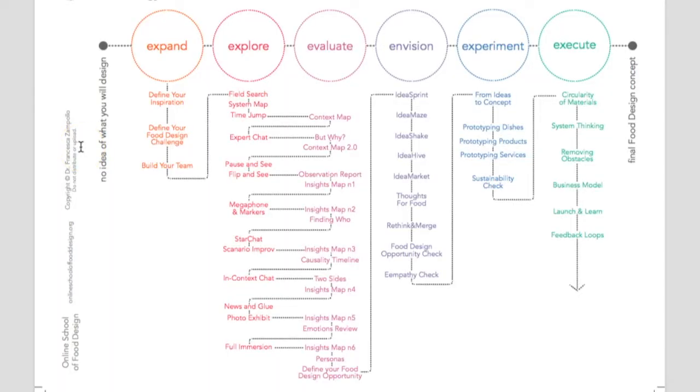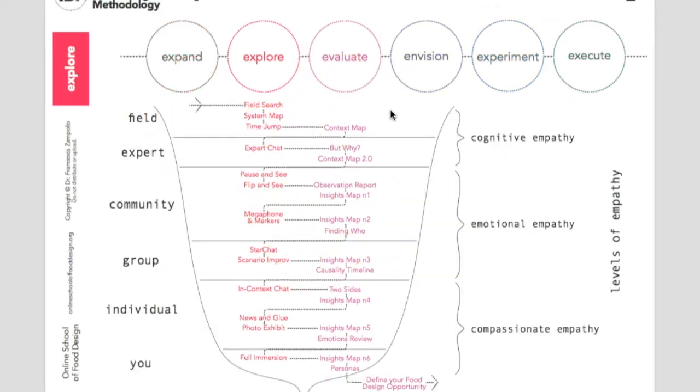Another very important aspect of this process is the sequence of methods in the explore and evaluate phase. So if we zoom in on these two phases, we can see how the sequence of these methods is, in my opinion, the best sequence to achieve complete empathy.